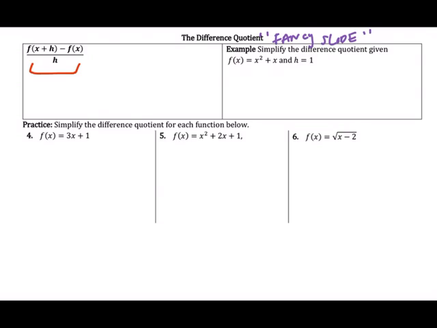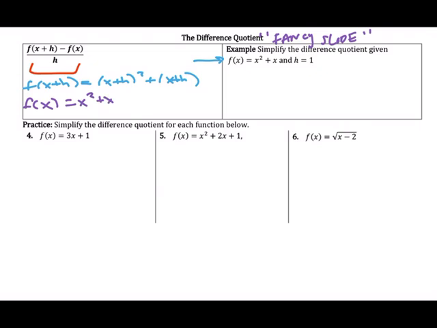Let's start by defining what f of x plus h is going to be in terms of this function f. So that would be (x plus h) quantity squared plus x plus h, right? Everywhere that there is an x, we're substituting in x plus h. And then we know that f of x, let's use a different color actually, is just x squared plus x.